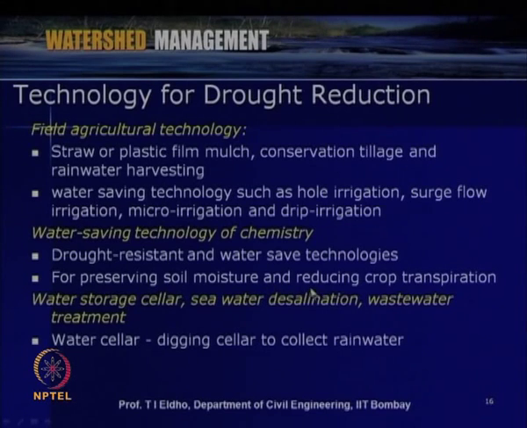Then for preserving soil moisture and reducing crop transpiration, we can use certain chemicals and mix with the soil, and that way we can save the water. And then water storage cellar, seawater desalination, then wastewater treatment or water recycling and water reuse. So all this, including the rainwater harvesting and storing in the water cellar, are some of the techniques, technologies which we can use for drought reduction, and that way we can mitigate the drought.